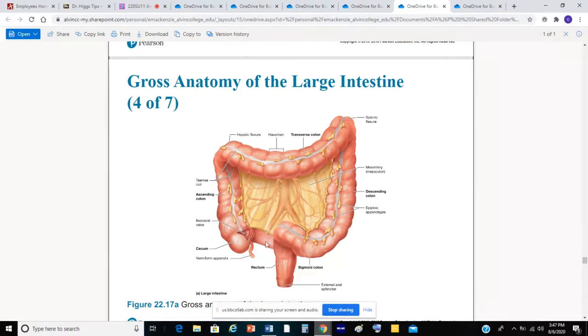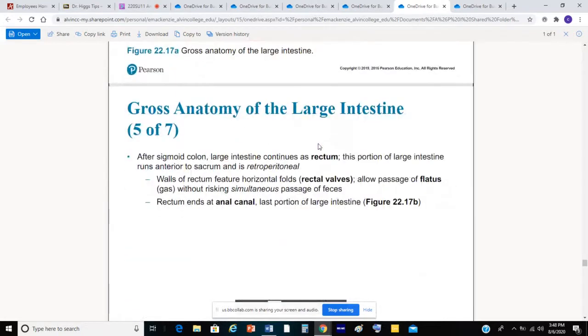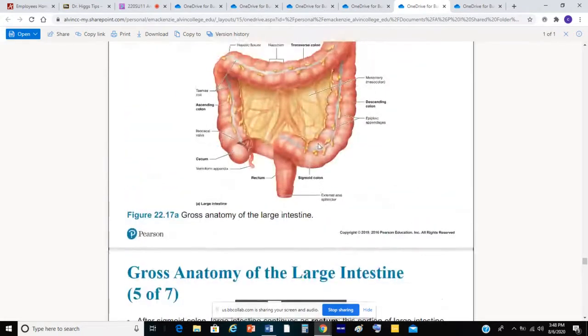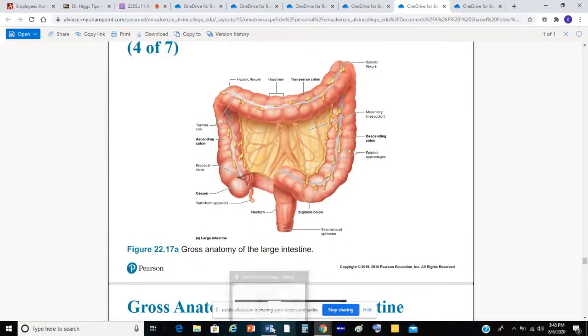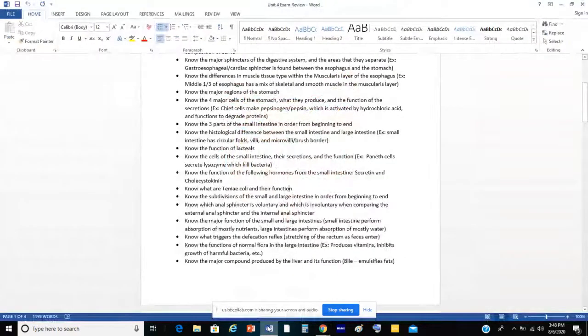And on this picture, you see this little white line kind of traveling the length of the large intestines. That is your taenia coli. It's muscle. Okay? And because it's muscle, it gives you a hint as to its function. Muscles move things. Taenia coli are also helping with peristalsis, with that propulsion of food through the large intestines. It's helping with propulsion, moving food along.